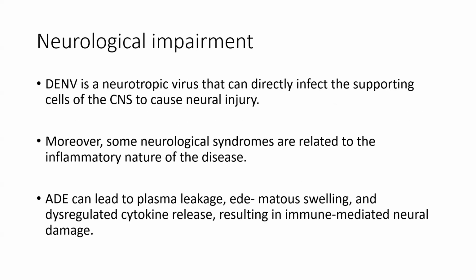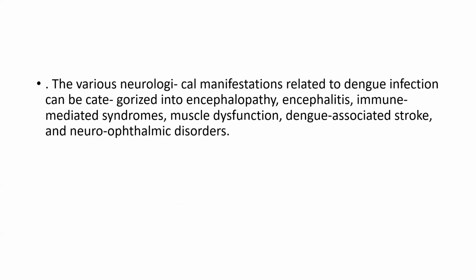Dengue is a neurotropic virus that can directly infect the supporting cells of the CNS, causing neuronal injury. So, some neurological symptoms are related to the inflammatory nature of the disease. Dengue can lead to plasma leakage, edematous swelling, and dysregulated cytokine release, resulting in immune-mediated neural damage. The various neurological manifestations related to dengue fever are categorized into encephalopathy, encephalitis, immune-mediated syndrome, muscle dysfunction, dengue-associated stroke, and neuro-ophthalmic disorders.